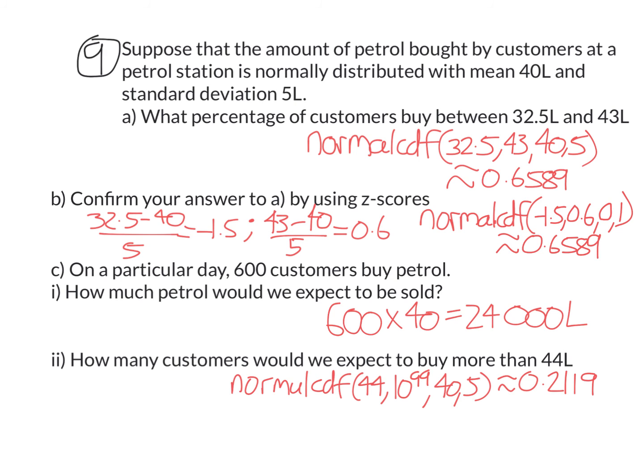So how many customers would we expect? Well, we just multiply this 21.19% by 600. And we get about 127 customers. All right, let's look now at one more question.